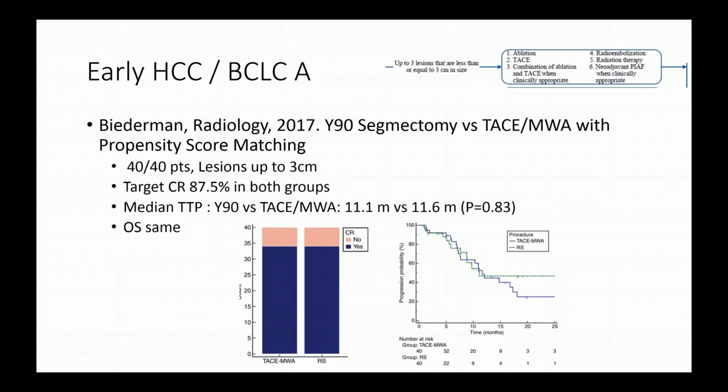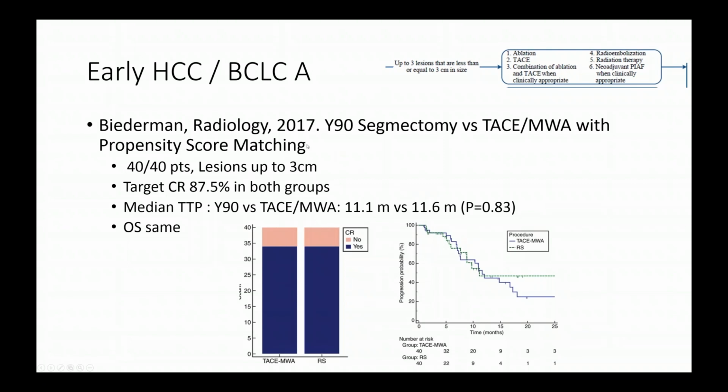Very briefly, this is for early HCC. These are generally BCLC-A patients. This is a study out of Mount Sinai that looked at small lesions up to 3 centimeters that were not amenable to TACE. They got Y90 segmentectomy, basically ablating that single segment, versus patients that were matched that got TACE and microwave, looking at the responses and overall survival. So their complete response rates were very similar in 2 groups, and their overall survival was very similar. Progression-free survival is very similar in 2 groups.